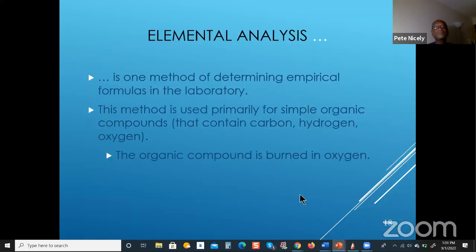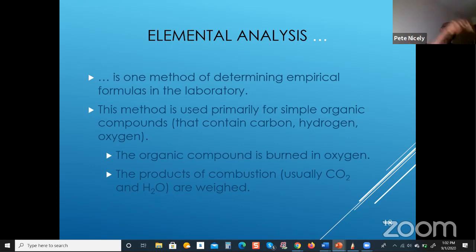Okay, so as I was saying before I left the slide, after burning your compound in oxygen, the products will be carbon dioxide and water. Now, the key thing is this. If you could find some method of measuring or weighing the mass of carbon dioxide and water produced, then you can use those masses to determine how much carbon and hydrogen was present in the original compound, all right?